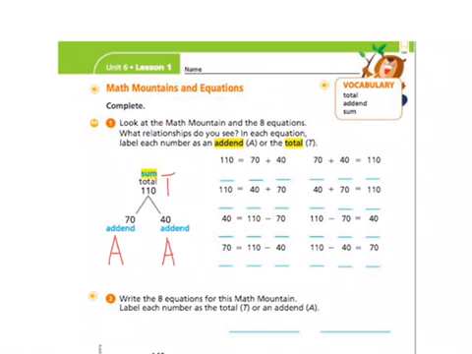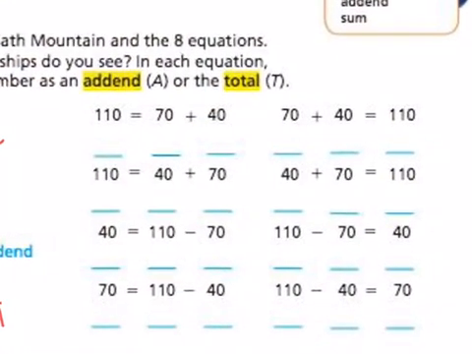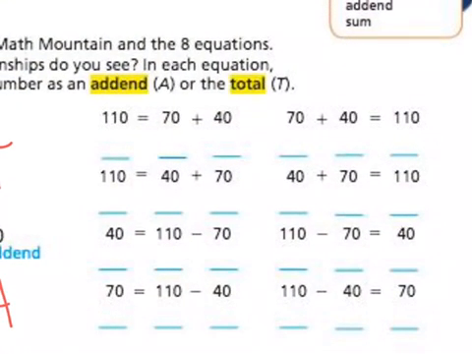So if you look carefully at number 1, or at these 8 equations, these equations right here are all adding equations, and these down here, these 4, are subtraction equations. So what they want us to do is to label each of these. So if 110 is the total, we put a T there, and add-in.